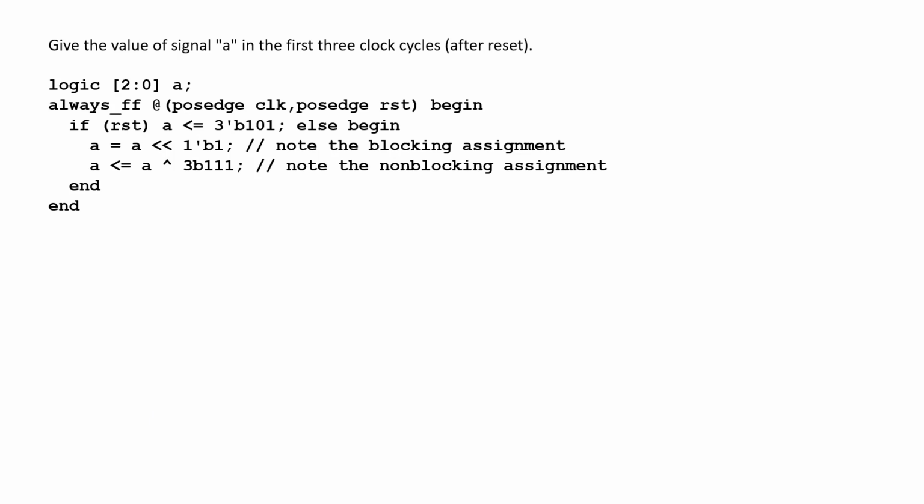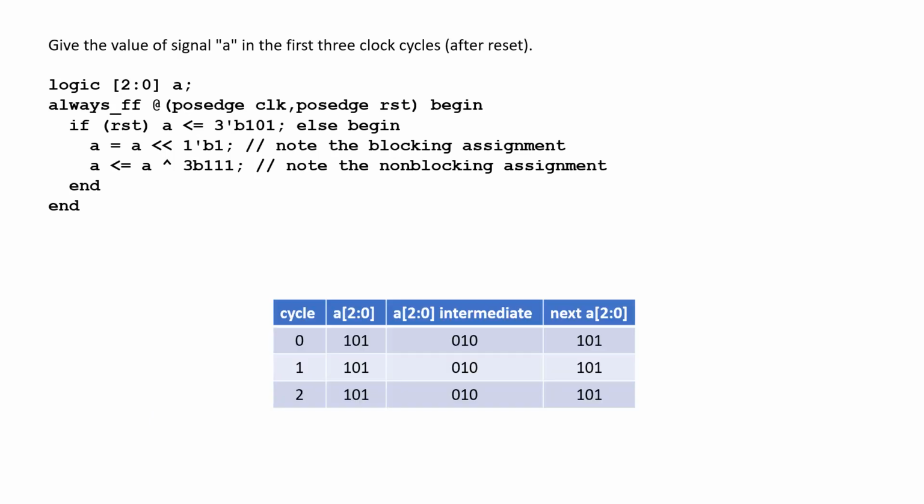Okay, this one says give the value of the signal A in the first 3 cycles after reset. So this is a similar one. We're going to reset this one to 1, 0, 1. And now the only curveball here is that I've got this one statement that uses a blocking assignment, which means that because this is blocking, the second line of code is going to see the impact of that first line. So it's equivalent to making this kind of a macro, where you could take this sub-expression, transfer it right down and substitute that for A in the second line.